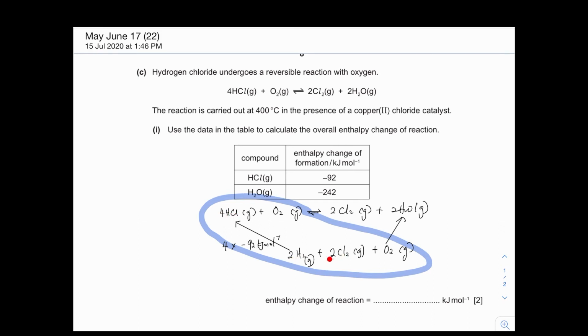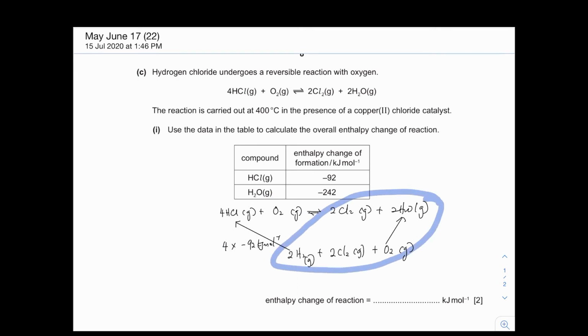4 mole of H, 4 Cl atoms in total, and there are only 2 oxygen atoms. It will also be balanced in this form as well. As you can check here, 4 Cl, 4 Cl, and 2 H2, 2 H2, and there are a total of 2 oxygen, so it's 2 oxygen. That means whenever one side is balanced, automatically the other side will be balanced, and the value for this arrow is going to be negative 242 kilojoule per mole. But right now, because the value is per mole of water formed, and now that water is 2 mole, this value will be multiplied by 2.